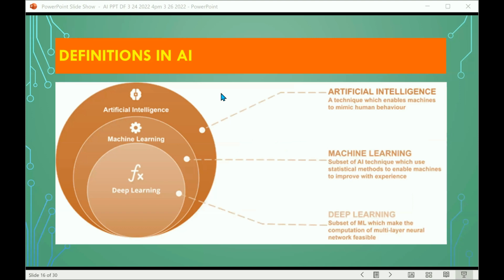Some definitions of AI: artificial intelligence, a technique which enables machines to mimic human behavior. Machine learning is a subset of AI technique, which uses statistical methods to enable machines to improve with experience. Deep learning, subset of ML, which makes the computations of multi-layer neural networks feasible.